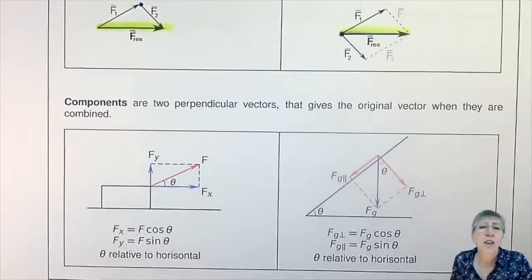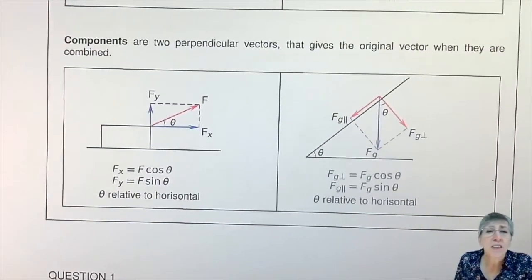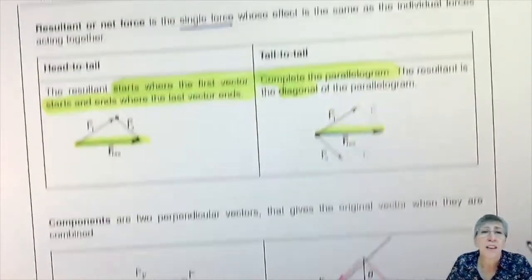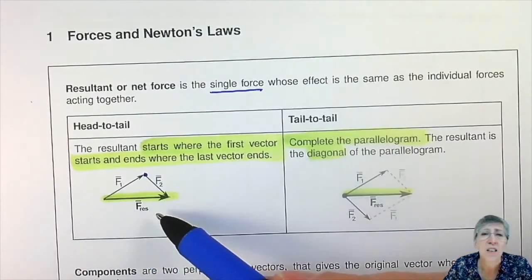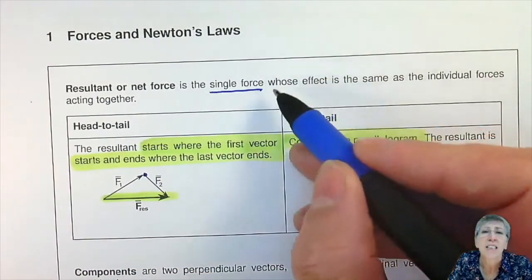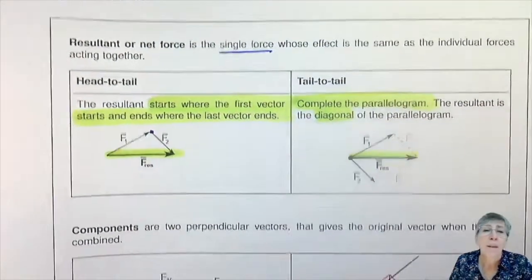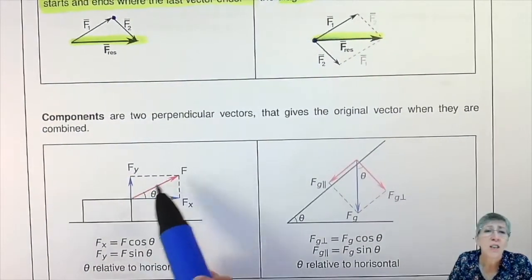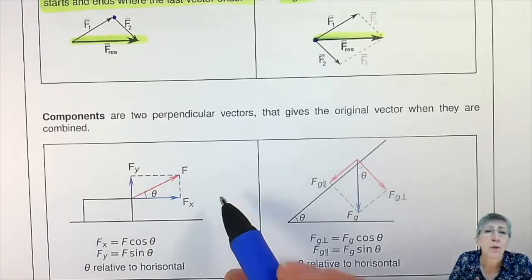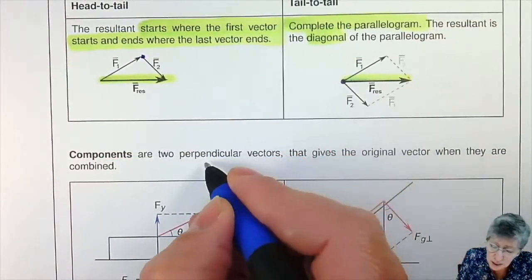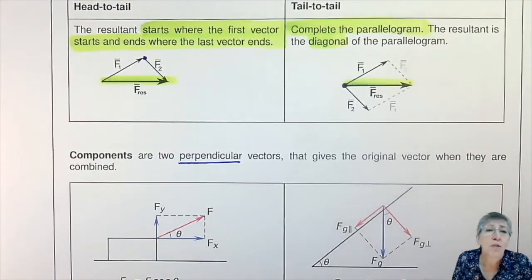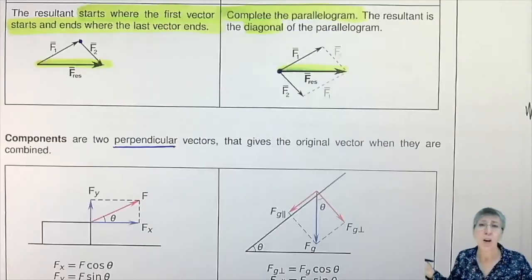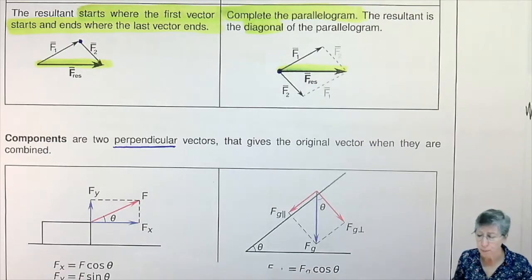Next up, we're going to look at the components. Now this is actually the reverse of what we've done now. Here we have two forces and we add them together to get the single one that has the same effect. Right, now we are going to take a single one and split it up into two, and we call them components, and they have to be perpendicular to each other, and they give the original one when combined. Right, so when do I use components?